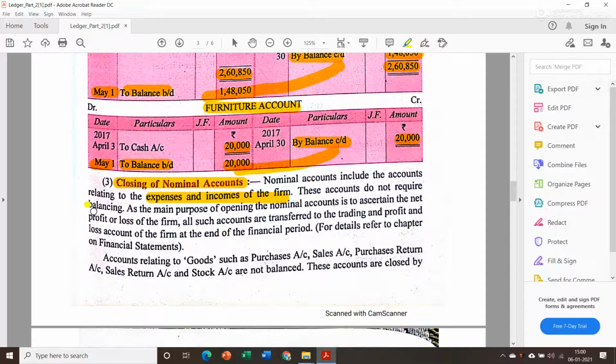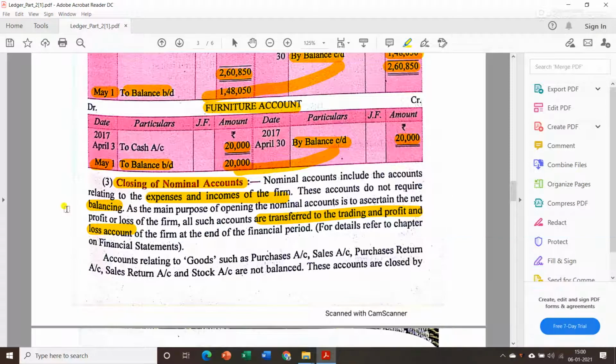These accounts do not require balancing. Always remember that personal accounts and real accounts need balancing, meaning we have to find the balance brought down and carried down. But nominal accounts don't need any balancing, because the main purpose of opening a nominal account is to ascertain the net profit or loss of the firm.